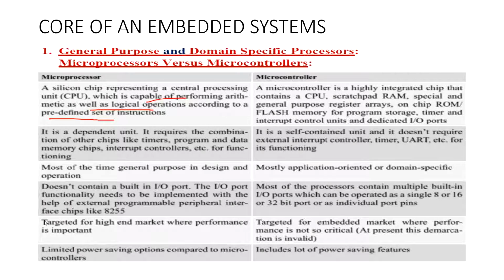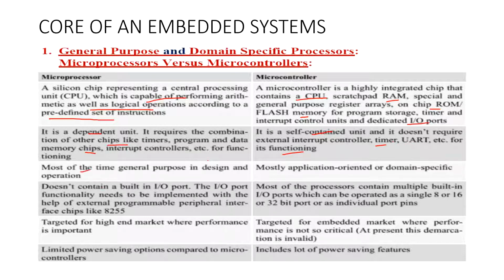Whereas a microcontroller is a highly integrated chip that contains the CPU, RAM, ROM, flash memory, and IO ports. So the integration of everything is a controller, and only the CPU is a microprocessor. A microprocessor is an independent unit, but it requires a combination of other chips like timers and program memory chips for its functioning, right? But a microcontroller is a self-contained unit. It doesn't require anything. Everything is inbuilt, like timer, UART, etc.